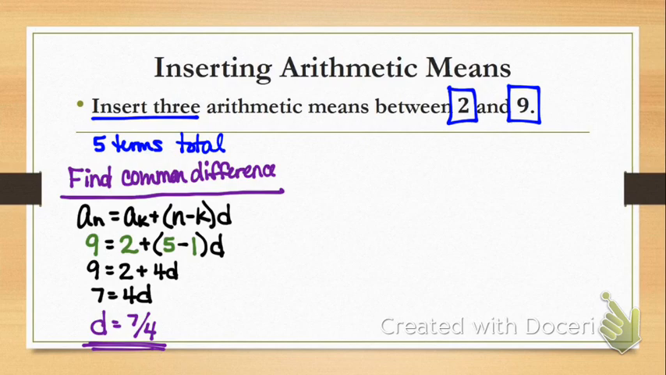So we're needing to find 3 terms here. We're going to call them C1, C2, and C3 again. So to find C1, what do I need to do?